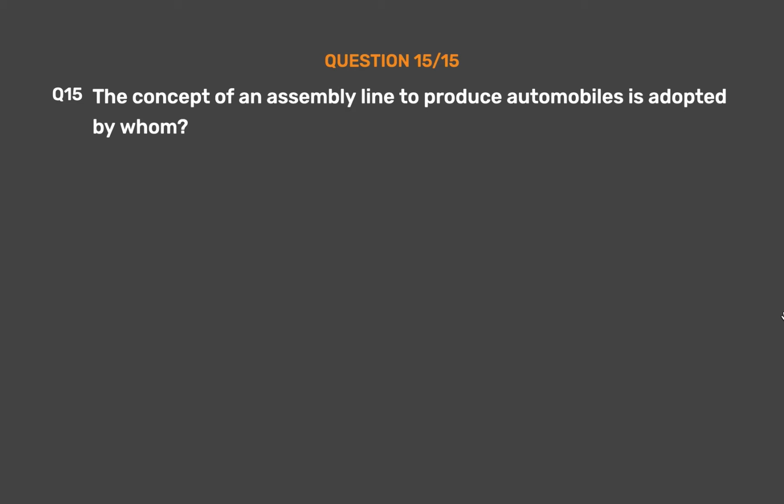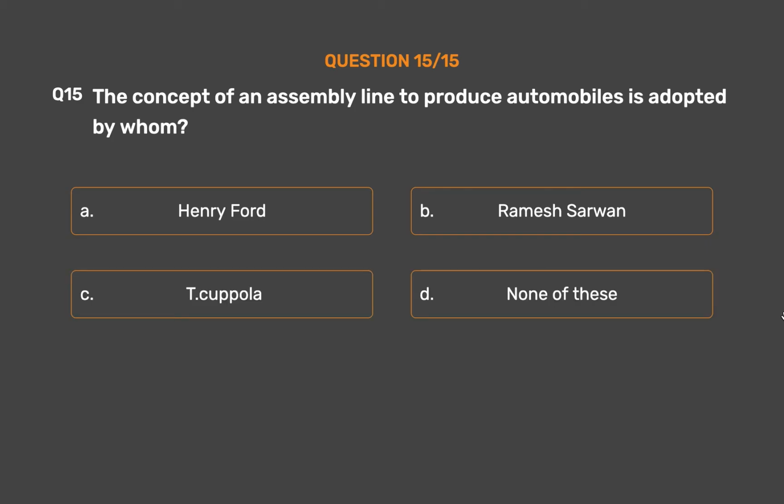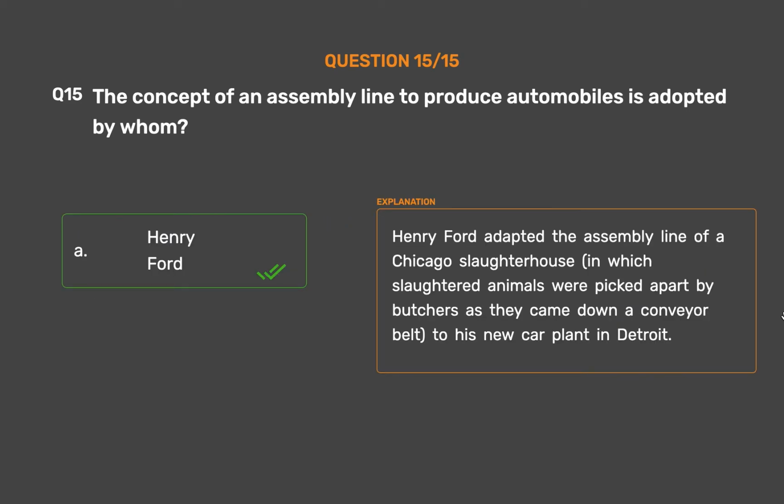Question number 15. The concept of an assembly line to produce automobiles was adopted by whom? Option A. Henry Ford. Option B. Ramesh Sarwan. Option C. T. Kapoor. Option D. None of these. The correct answer is Option A. Henry Ford. Henry Ford adapted the assembly line of a Chicago slaughterhouse, in which slaughtered animals were picked apart by butchers as they came down a conveyor belt, to his new car plant in Detroit.